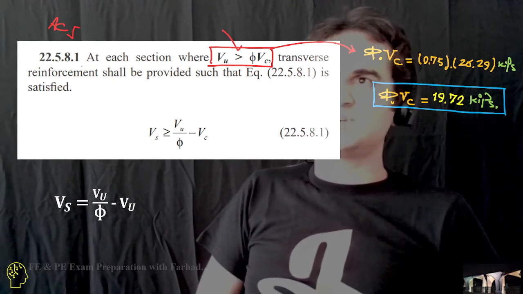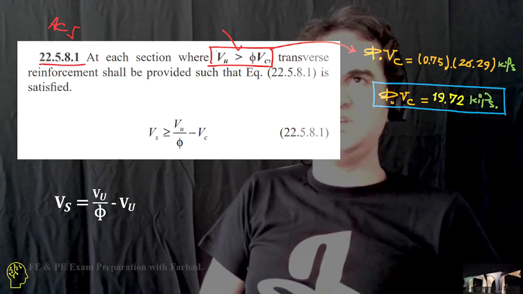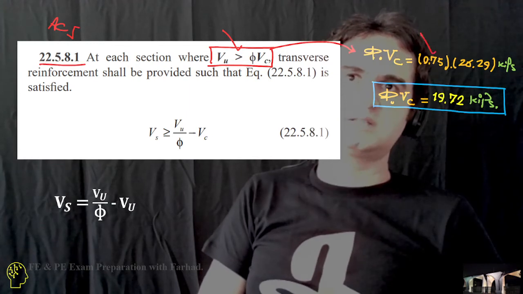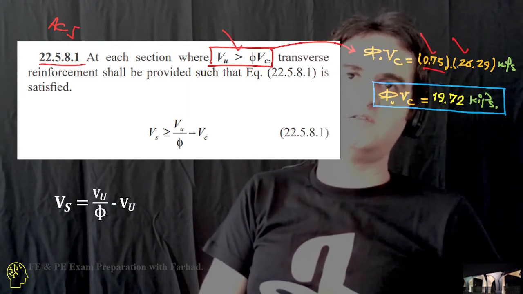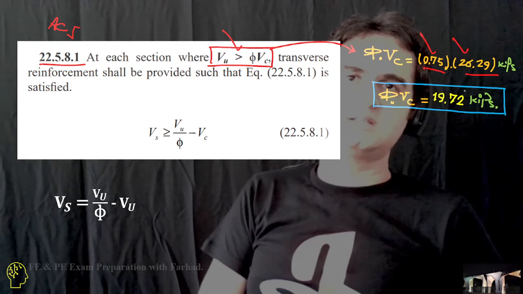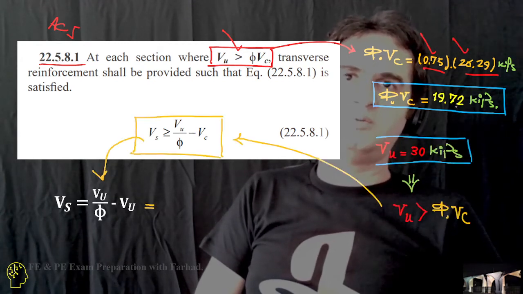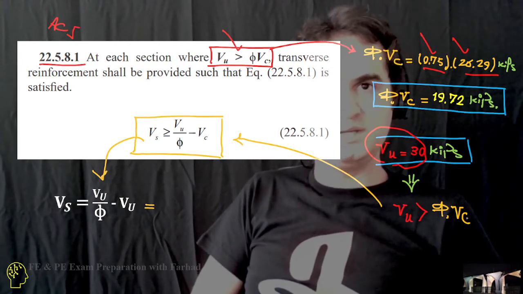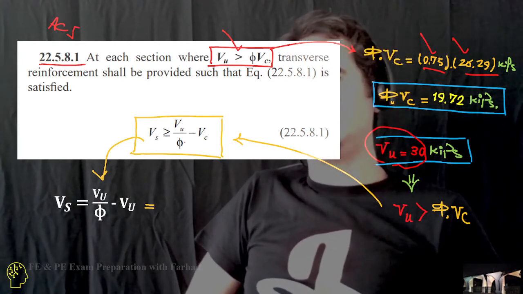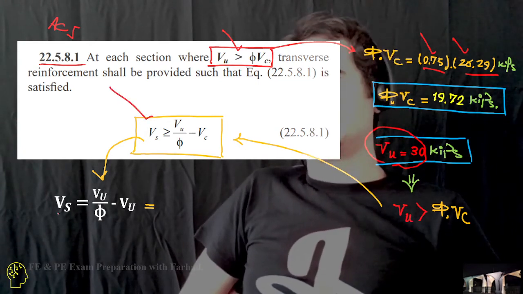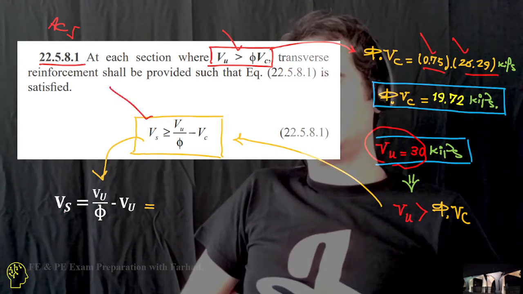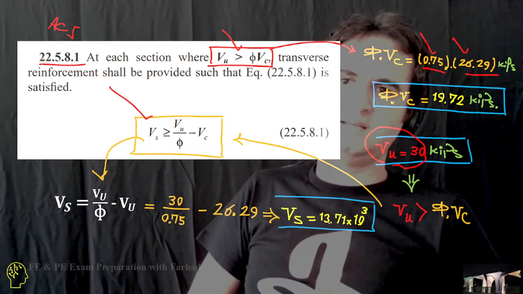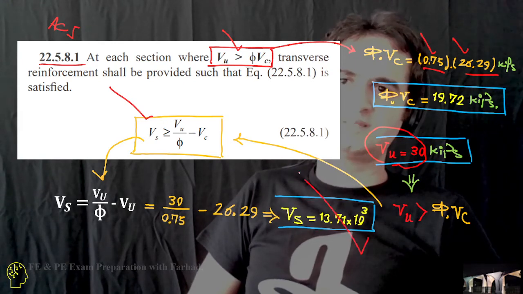Now it says if you need that and Vu, the ultimate, is also bigger than phi times Vc, which is 0.75 times 26.29, that's 19.72, and Vu is already 30. So Vu is also bigger than phi times Vc, so then we use this equation. Vs is equal to the shear of stirrups, it's Vu over phi minus Vc. If you do so, Vs is equal to 13.71 times 10 cubed pounds.